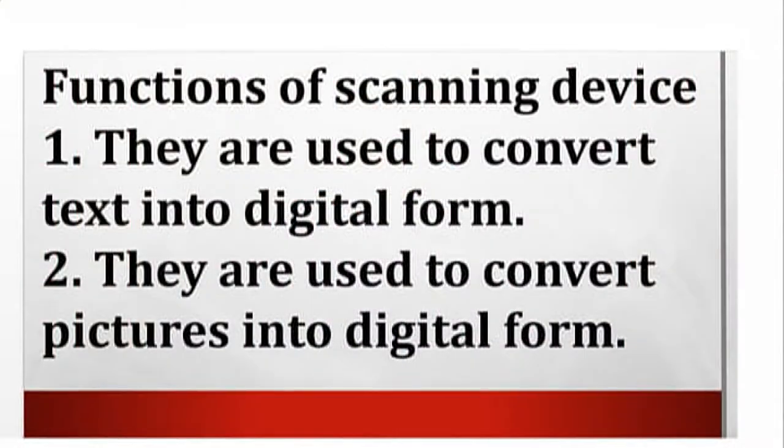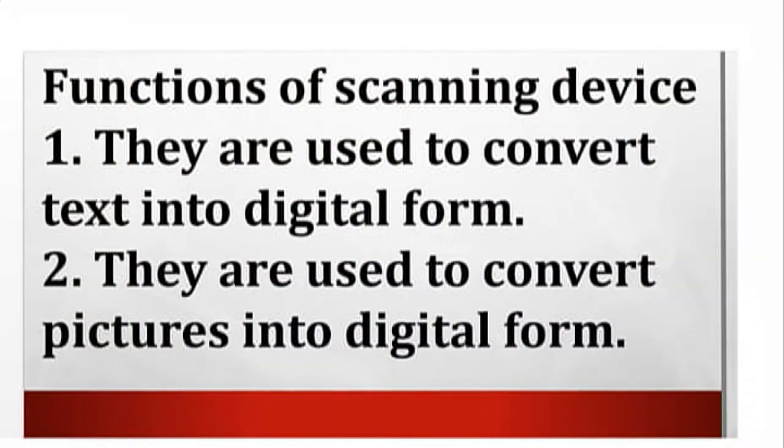Then we have the functions of scanning devices. They are used to convert text into digital form. From the definition, we saw that they convert text, they convert pictures, and they convert written information on paper and make it into a digital form. When you finish typing your document, you can scan it with a scanning device. You can also use it to convert pictures into a digital image. If you have a hard copy of a picture, but you want that picture transferred to another person, you can scan it into a digital image and then transfer it to the particular person you want to send it to.